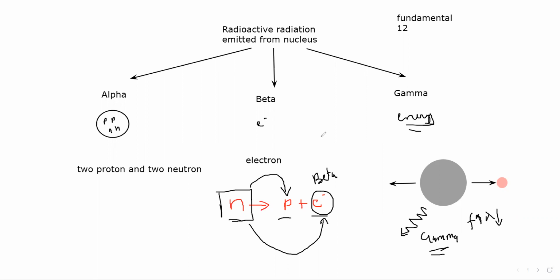Is it clear, the concept of these emissions, alpha, beta, and gamma?